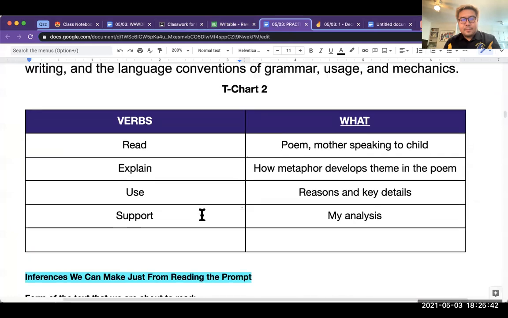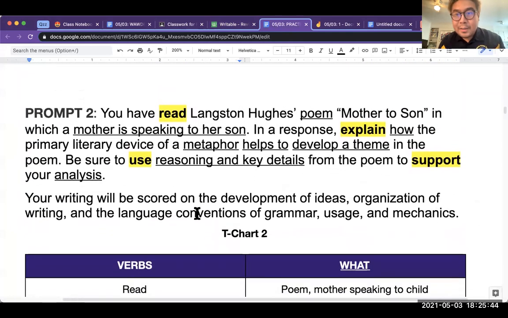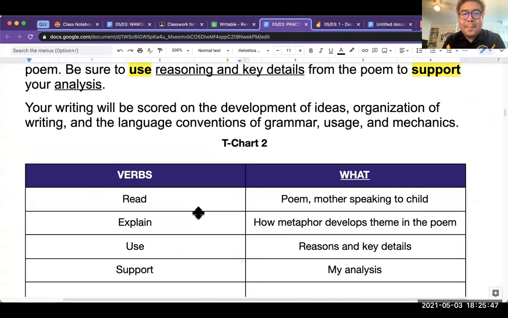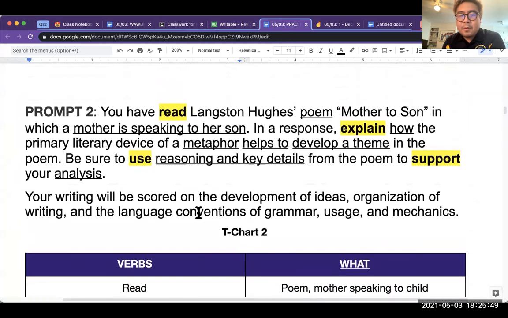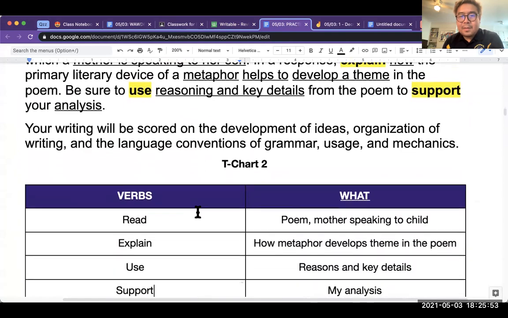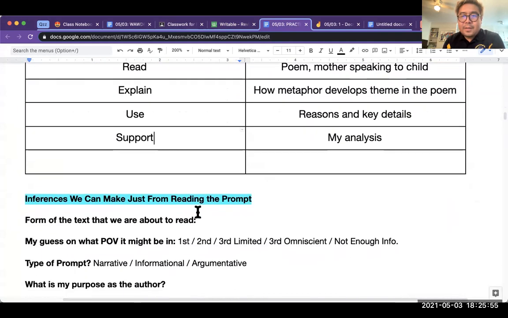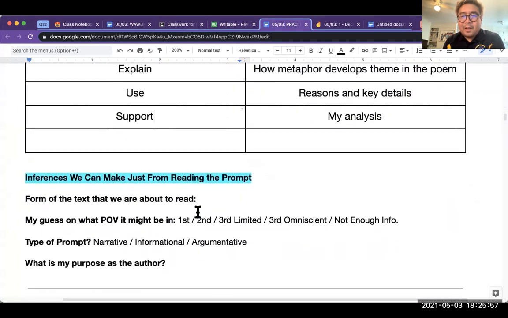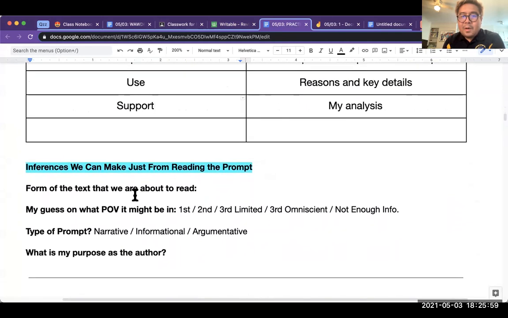One more thing. You can stop now if you want to, but I'm just going to make a few inferences about this prompt. Prompt 2. We're going back to prompt 2. This is a hard prompt. So I'm going to make some inferences to maybe help myself a little bit. So the form of the text that we are about to read, we already know that it's a poem, which is literature, which is fiction.